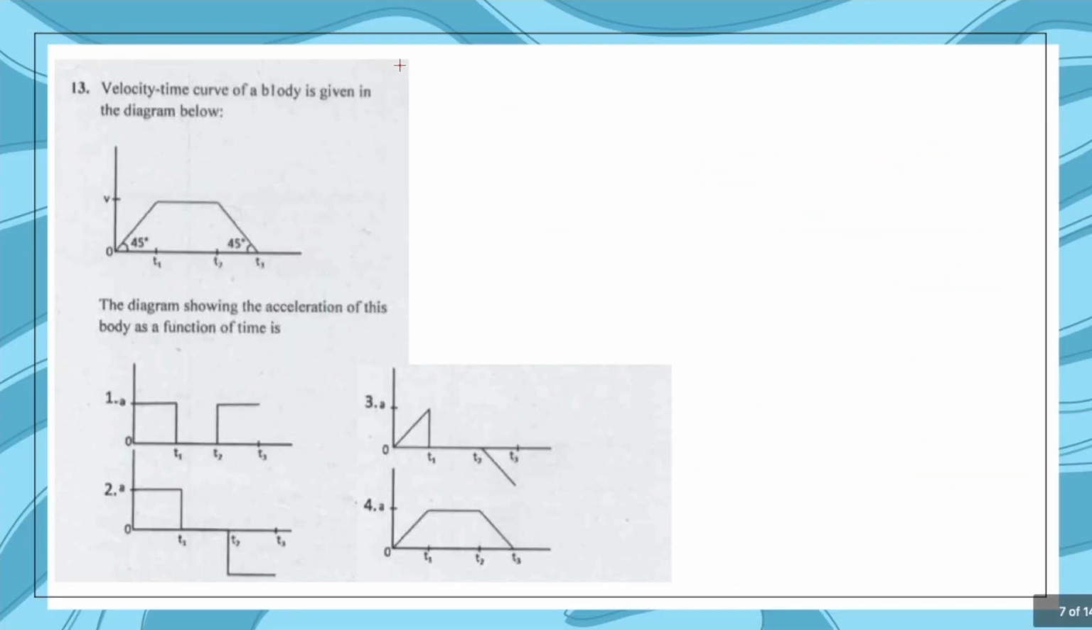This question was asked in the CSIR June 2017 exam. It says that the velocity time curve of the body is given in the diagram below. The diagram showing the acceleration of this body as the function of time. Now again, the graph is a velocity time graph and the options are acceleration time graphs. So we have to be very careful and understand things very carefully.